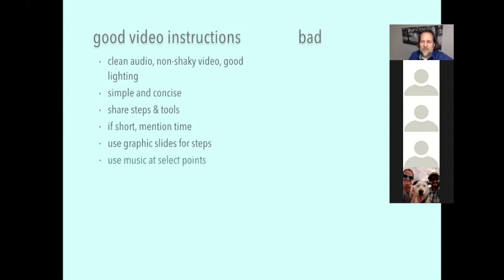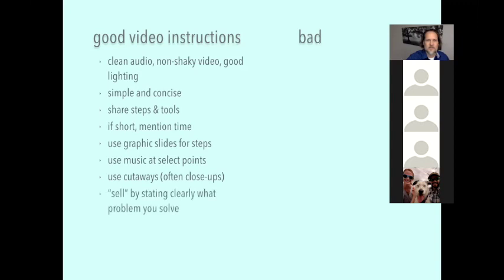Using music at select points, maybe not all the way through. Using cutaways, often close-ups, different angles. Cutaways are often what's called B-roll as well. That's when we have other supplementary video footage that we use to overlay on top of the main script, the main narration. So that could often be a really cool tool.